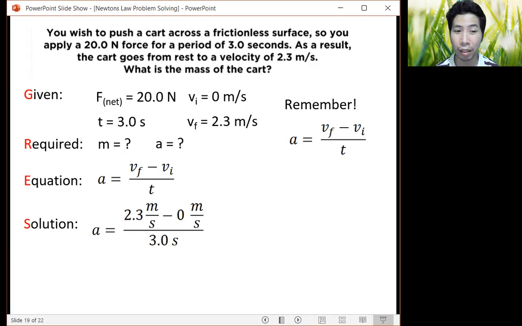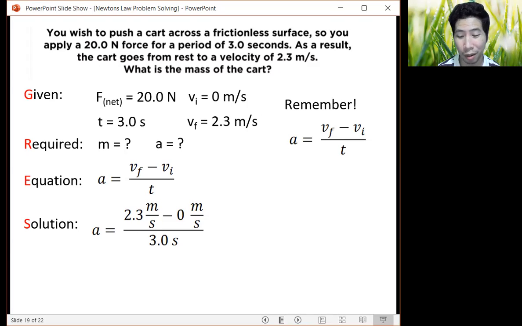Sir, is it okay if they are switched? No, it is not. It will not be correct if you change the initial and the final velocity. If you switch them, most likely the answer would also be changed in terms of the sign. So you have to be very careful in punching in the values for each variable. So for the final velocity, it should be 2.3 meters per second minus the initial velocity, which is 0 meters per second, divided by the time, and that is 3 seconds.